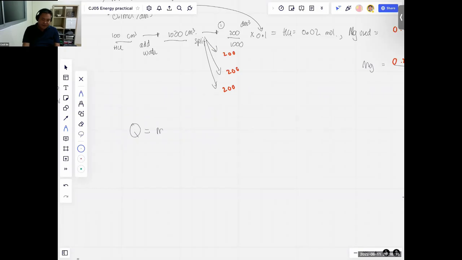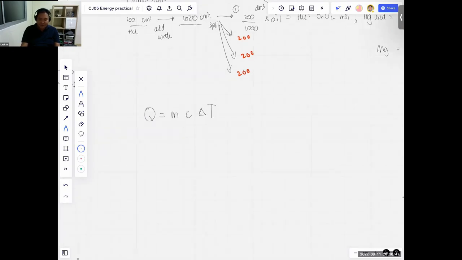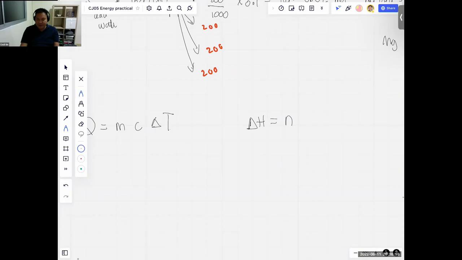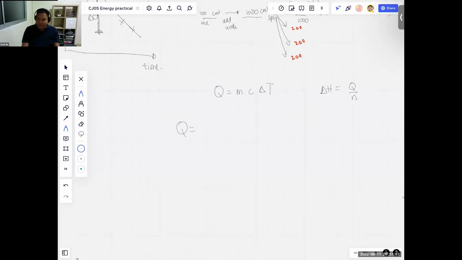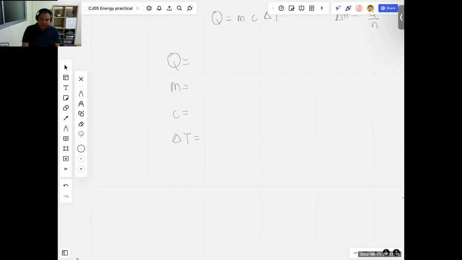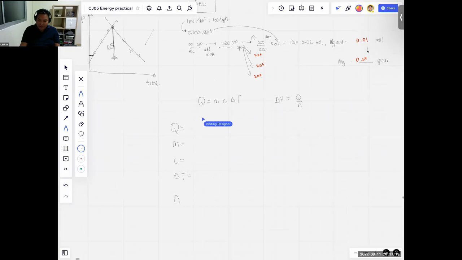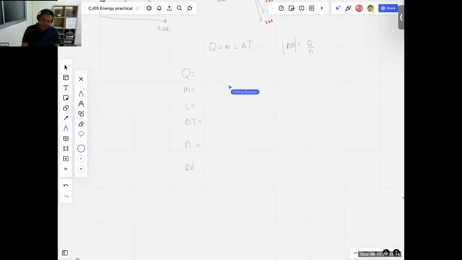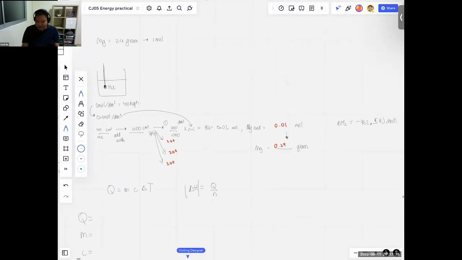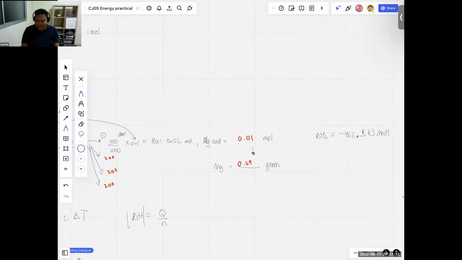Then Q is equal to m c delta, is it called delta theta or delta T? Delta T. Okay. Delta H is equal to Q over n. So we calculate here Q equals m c delta theta. n or delta H is modulus now. Delta H we got already here, negative 462.5 kilojoule per mole.